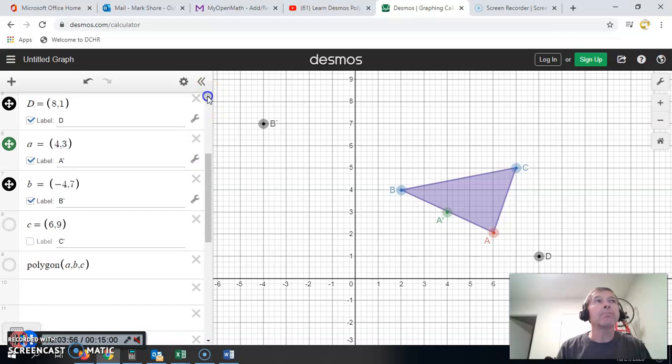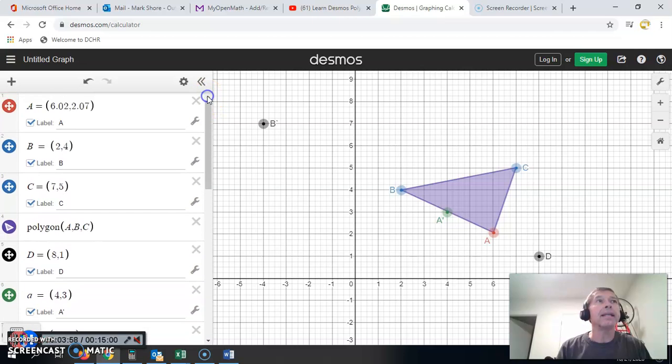And let me make sure I have point A labeled right. I think I moved it a tad. It should actually be 6, 2. So we have that there, 6, 2 to be exact. It just was moved a tad bit.